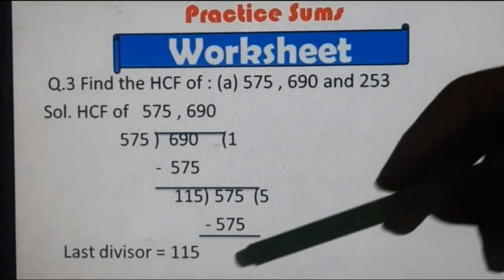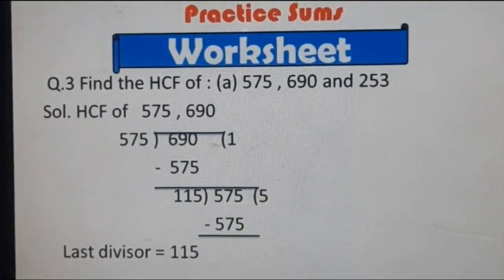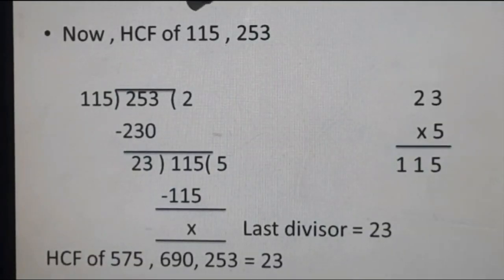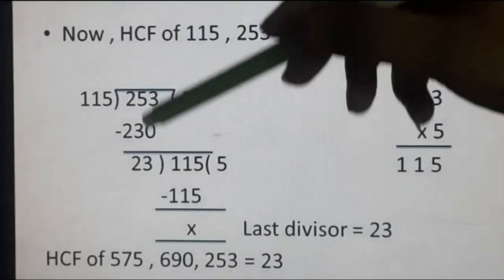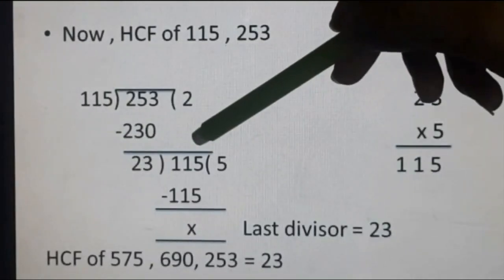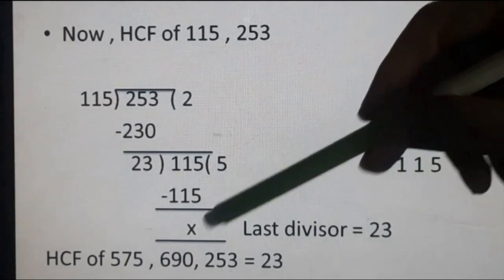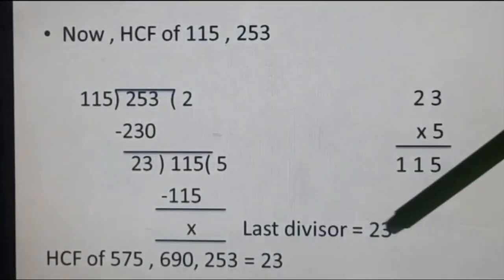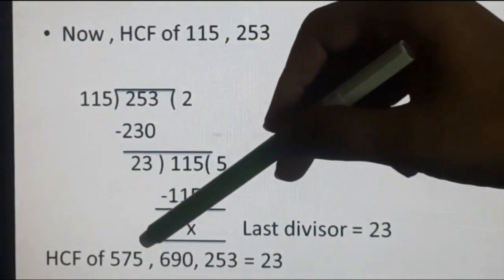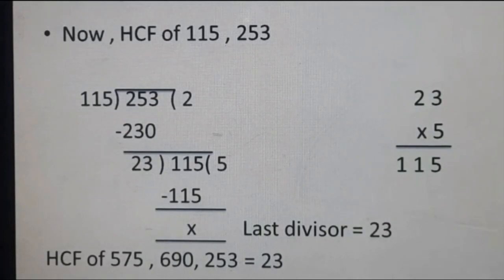So our last divisor is 115. Now we will take the HCF of this last divisor with the number which is left, 253. Now the HCF of 115 and 253. 115 2s are 230. Then 3 minus 0, 3. 5 minus 3, 2. 23 will become the divisor. 115 will become the dividend. 23 5s are 115. Finished? So the last divisor is 23. So the HCF of 575, 690 and 253 is 23. Right?